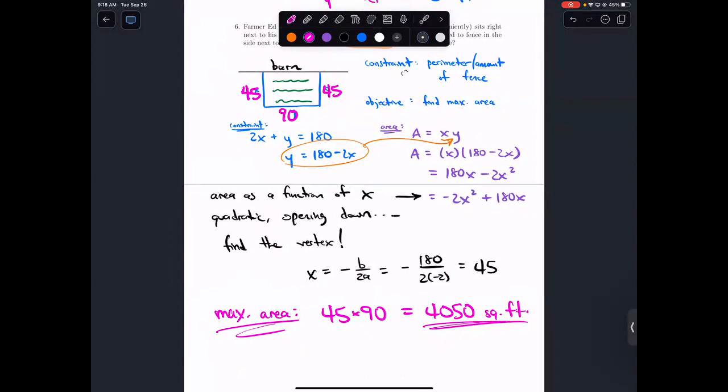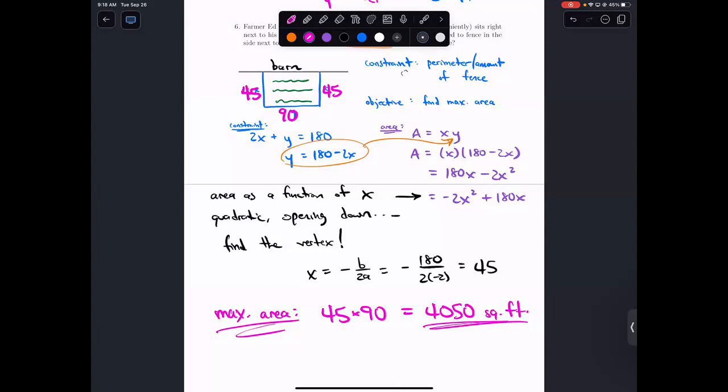Kind of two pieces: what are we trying to do, and what do we know? Then use what we know to figure out more about the thing we're trying to do. What we know is this constraint, this restriction, the perimeter thing here. Use that to figure out how to write one in terms of the other and substitute into the area, the thing we're actually trying to learn about, so that I end up with a quadratic and can find a maximum.